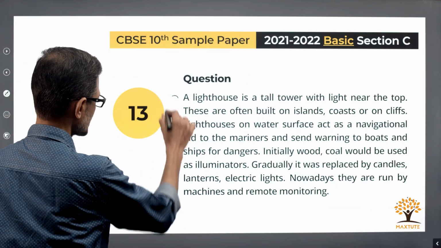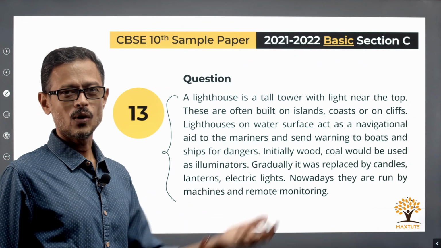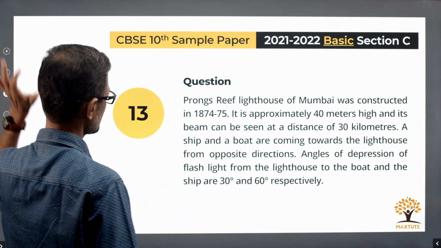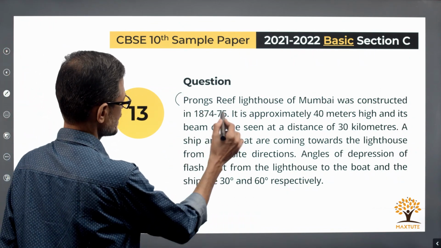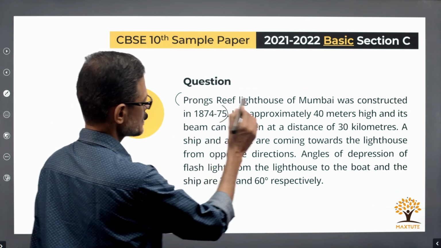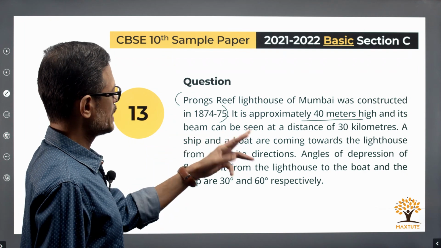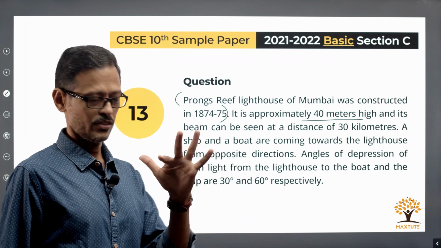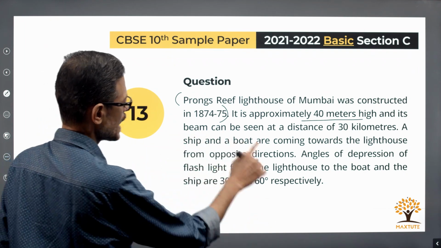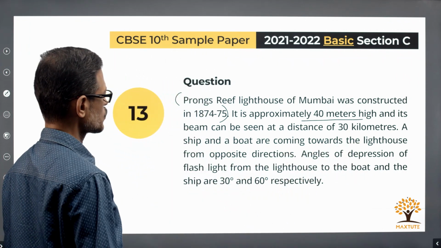Right. There's a lot of background data. Read it for curiosity's sake. You'll know what lighthouses do and everything. Let's come to the question, right? So again, till this, it's general knowledge. This lighthouse we are talking about is 40 meters high, and its beam can be seen at a distance of 30 kilometers. Good. A ship and a boat are coming towards a lighthouse from opposite directions.